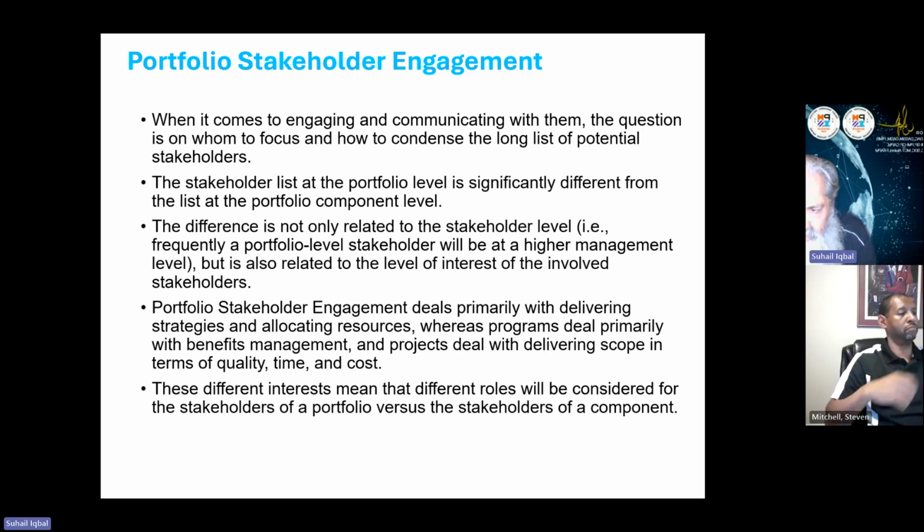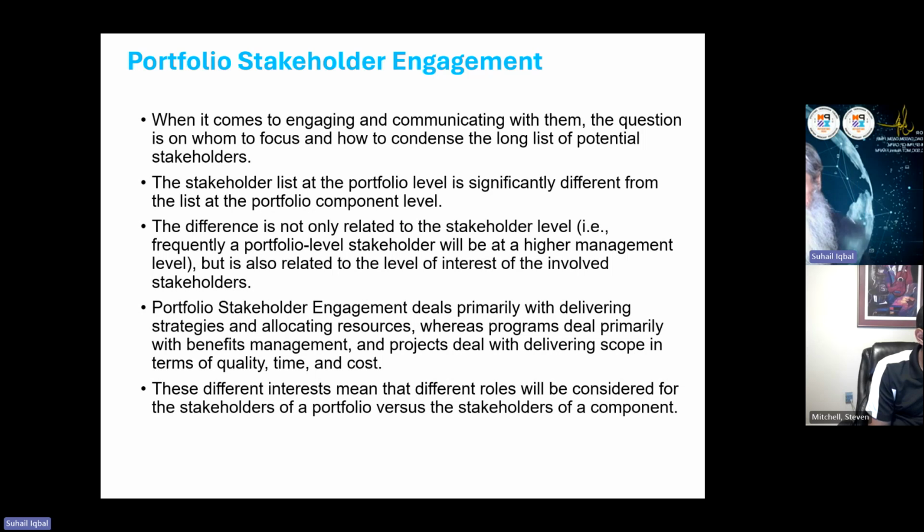but it is also related to the level of interest of the involved stakeholder. We have to understand that maybe somebody is not interested in your component, in your program or your project, but they are interested in the strategy of your organization and they want it to succeed or not to succeed. So whatever the case may be, they are your stakeholders at organizational level as well as the portfolio level. You have to be watchful of all such stakeholders.